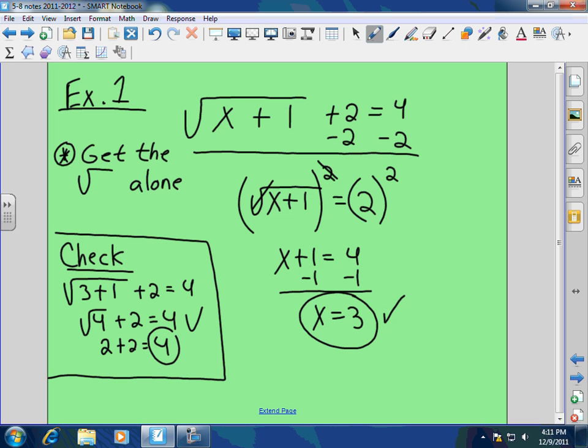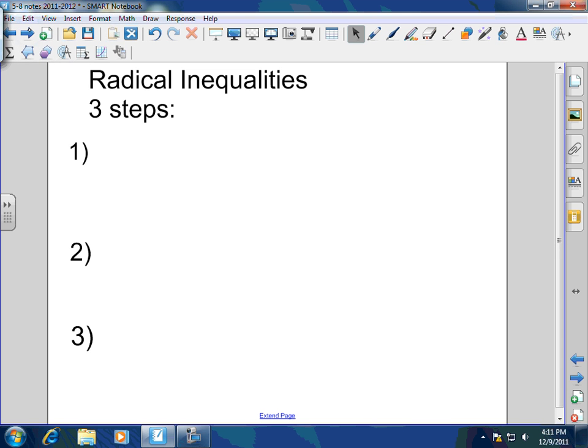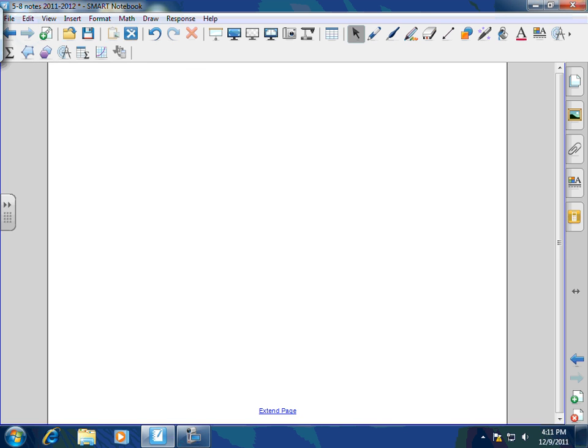Now sometimes, just like when we worked with the absolute value equations, we can go ahead and work with radicals with extraneous solutions. If you remember when we had the absolute value equations, we would check the answers for extraneous solutions. Well, let me explain to you how that works.